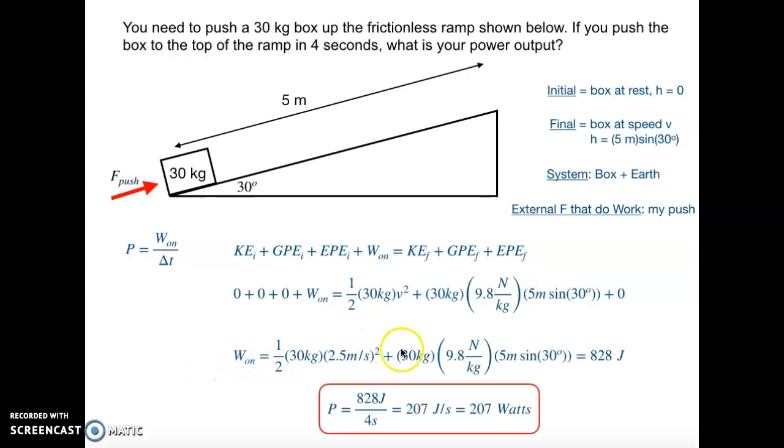Doing that, we solve for work and find that you do 828 joules of work pushing the box up this ramp. To find power, we do 828 joules divided by 4 seconds. Comes out to just a little bit over 200 joules per second. A joule per second is the same thing as a watt, so we could also say that your power output is 207 watts.